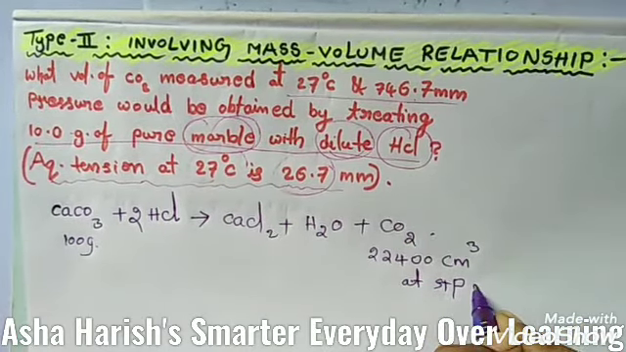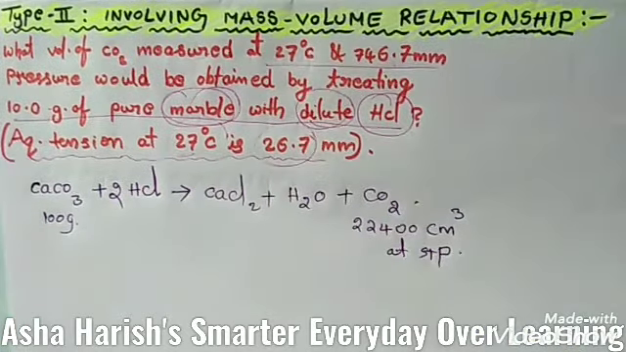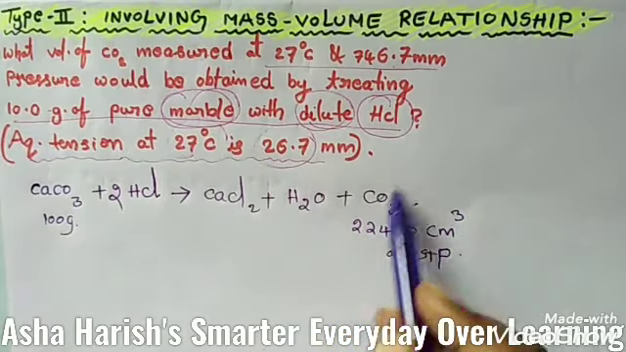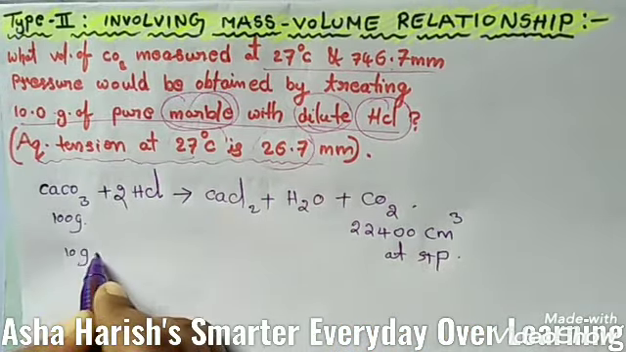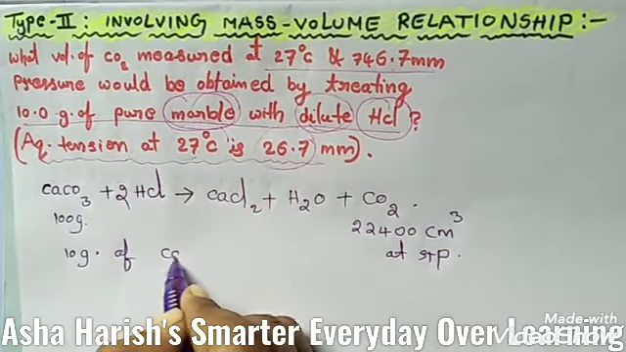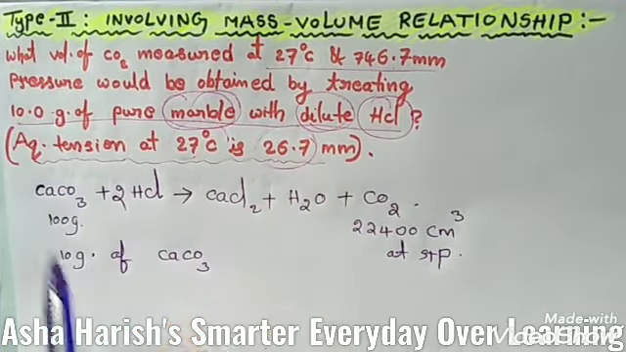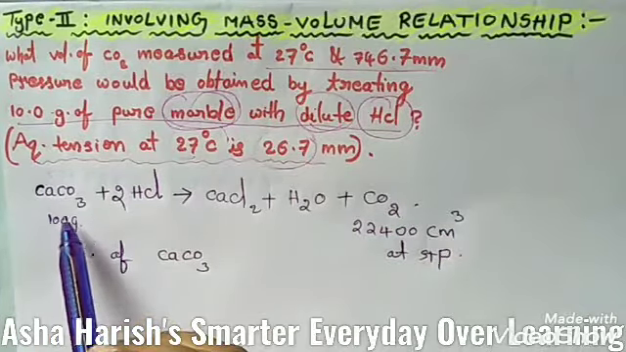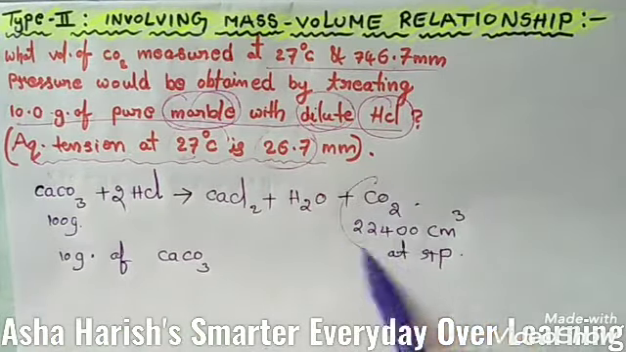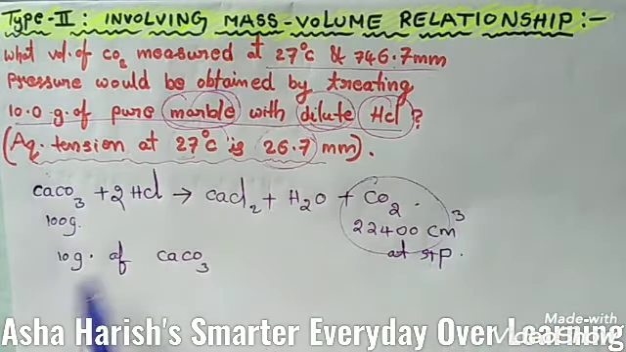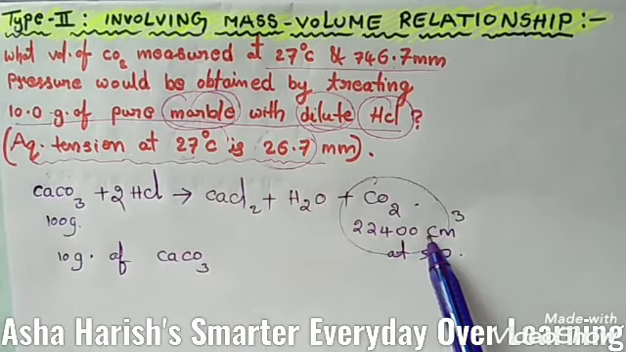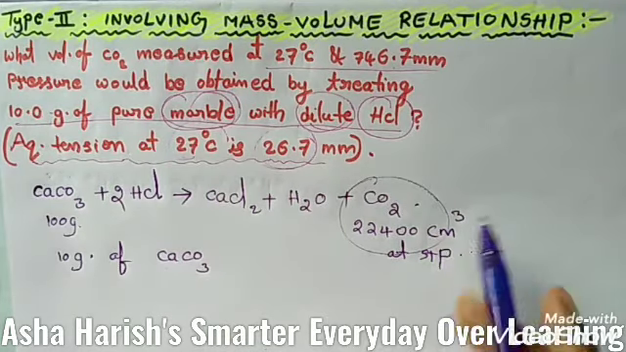Right. In step 1, based upon this chemical equation, we have to calculate the volume of CO2 evolved from 10 grams of CaCO3. Already you know that from 100 grams of calcium carbonate, how much CO2 will be produced. Based upon that, you need to calculate from 10 grams of CaCO3 how much CO2 will be formed. Okay.